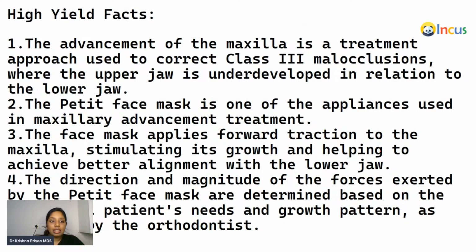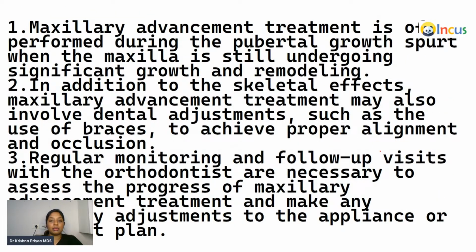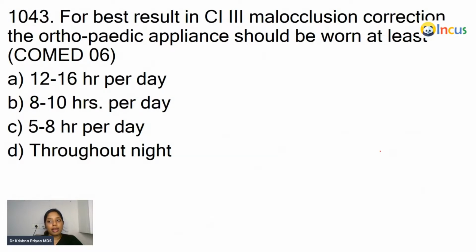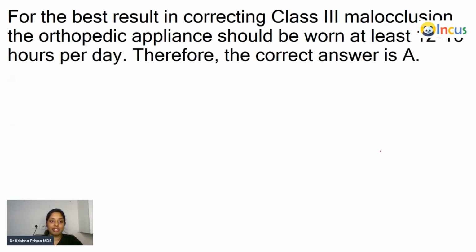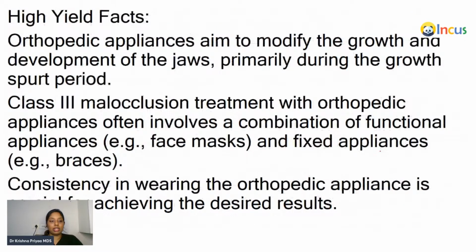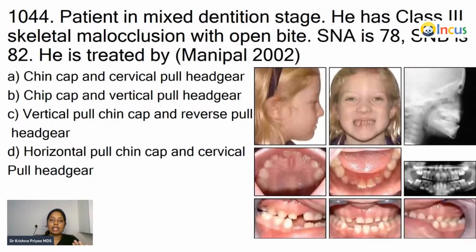So some of the facts: the petit face mask is one of the appliances used in maxillary advancement treatment. For maxillary retrognathism, it is most preferably used. The direction and magnitude of forces exerted by the petit face mask are determined by the individual patient's needs and growth pattern. For best results in class 3 malocclusion correction, the orthopedic appliance should be worn for about 12 to 16 hours per day. That is the ideal amount of time the patient should wear it in order to get some bone deposition or growth modulation effect. 12 to 16 is the ideal time, kindly remember it.